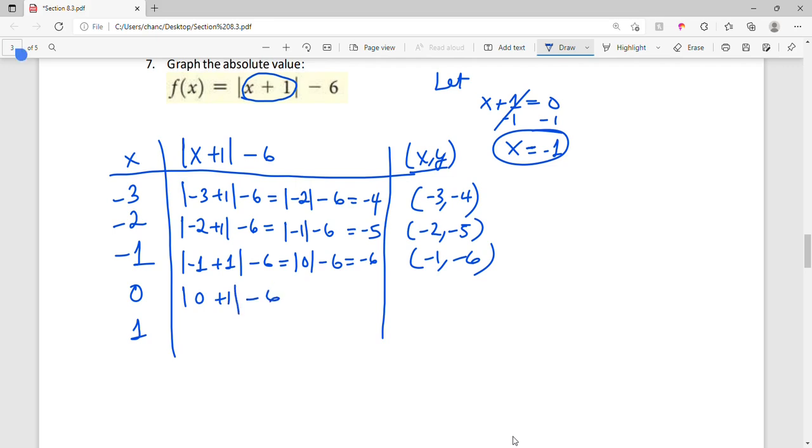Continuing the process, we'll plug in a 0 this time. 0 plus 1, that's 1. The absolute value of 1 minus 6 gives me a negative 5. So this point corresponds to 0 comma negative 5.